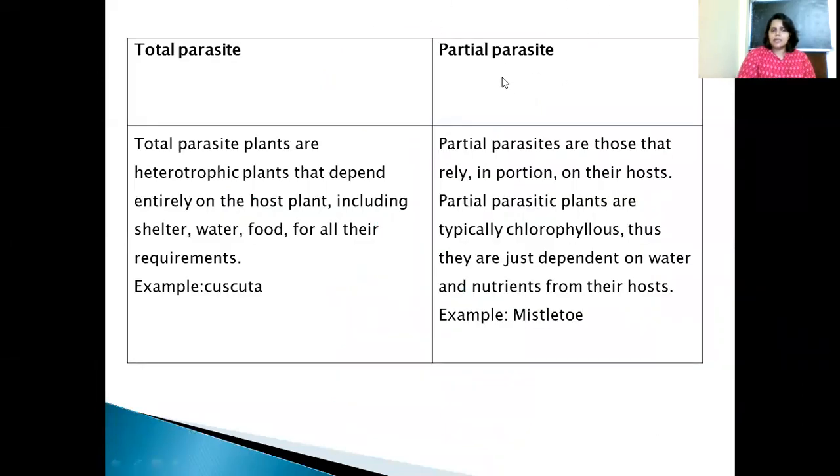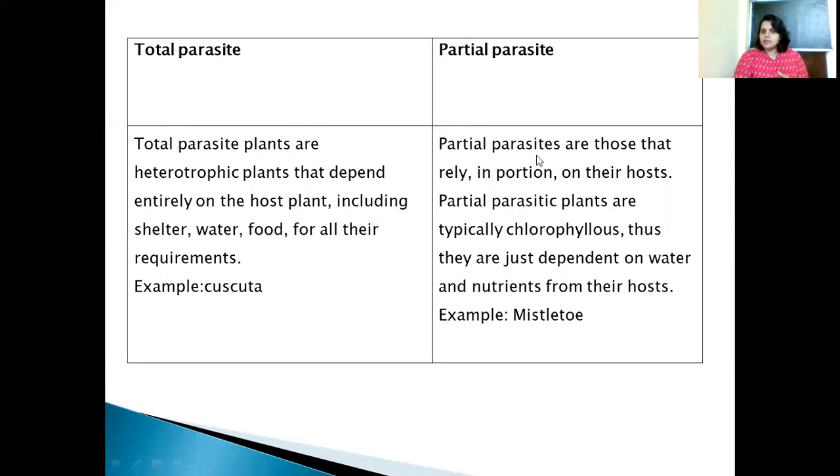Parasites are mainly differentiated into total parasites as well as partial parasites. Total parasites, as the word represents, are the heterotrophic plants which depend entirely on the host plant, including shelter, water, food, and all other requirements. An example is cuscuta. Whereas partial means half or semi.